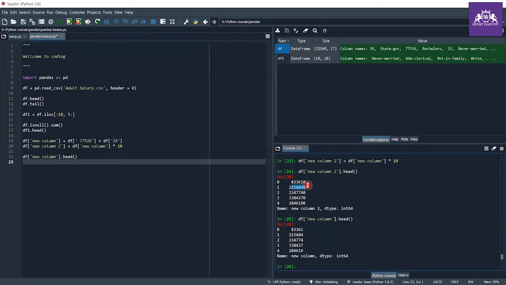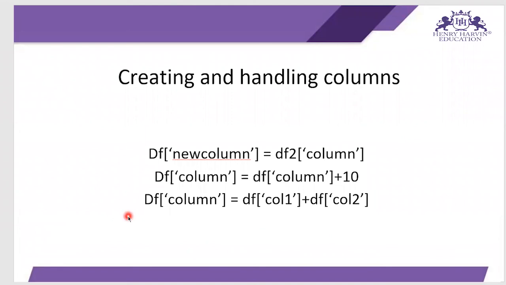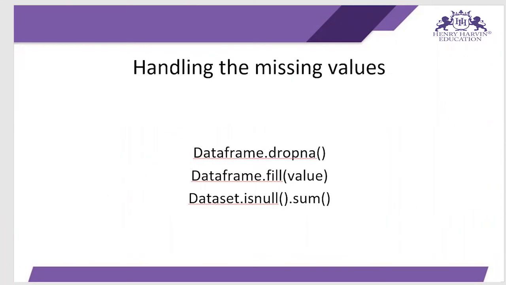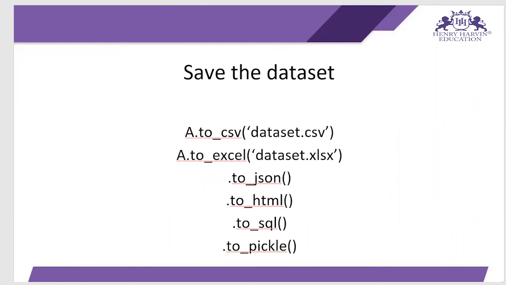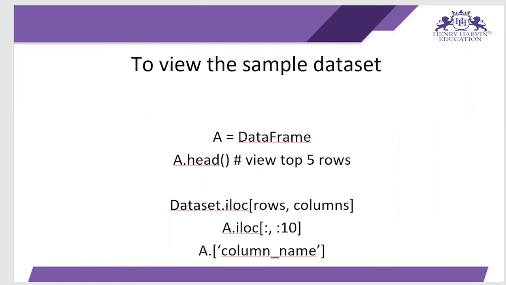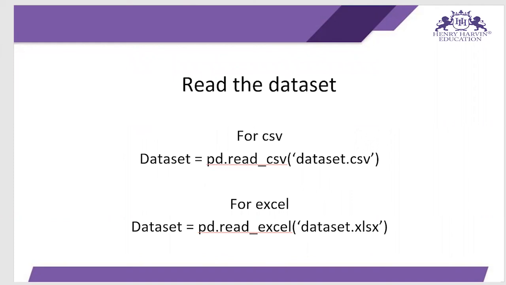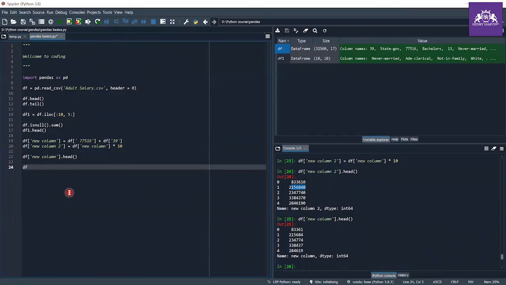So what else functions do I have to show you? I showed you how to create new columns and handle existing columns, then handling the missing values in your data sets. Then I will show you how to save the data sets, view sample data sets, and read the data set. So let's save the data set. df is our new data set having 17 columns and 32,560 rows. So let me save this, df dot to csv.